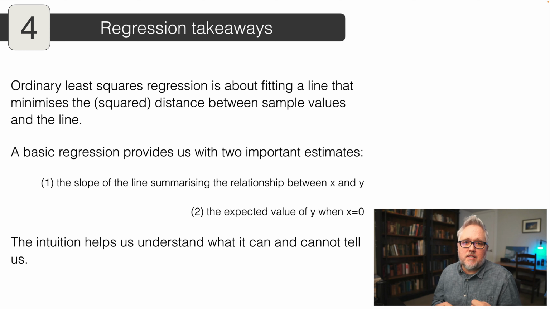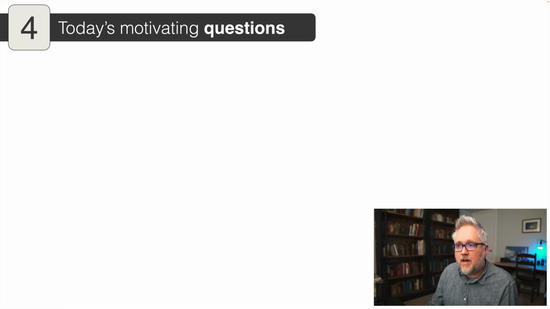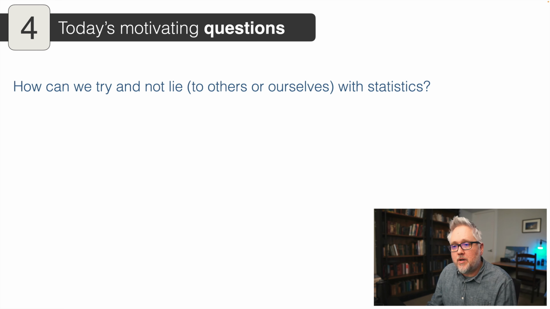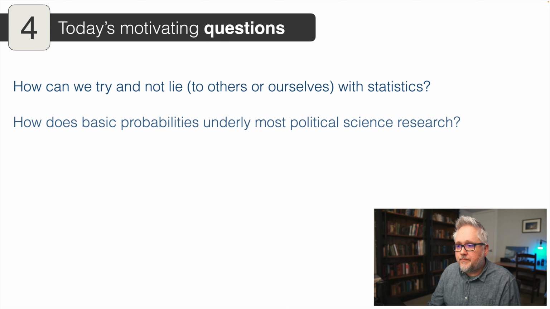It doesn't tell us anything about causality. It doesn't tell us anything about the quality of the data. It is another measure of a correlative relationship between these values. Connected back to the motivating questions for today, we're trying to understand how we can try to not lie to ourselves and others with statistics by understanding the assumptions of the models that we use and understanding the data that we have.